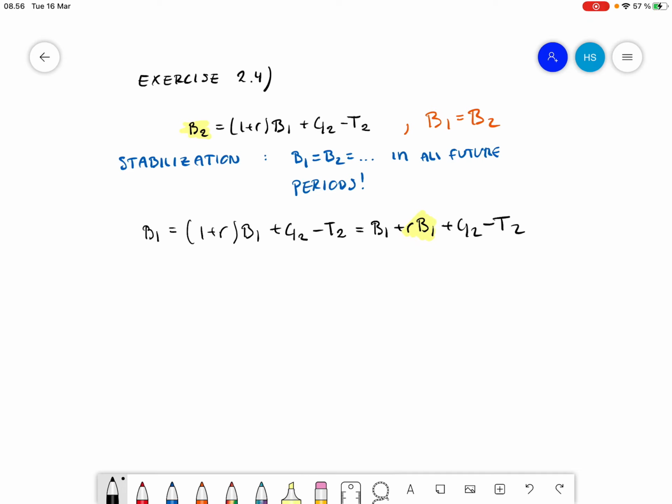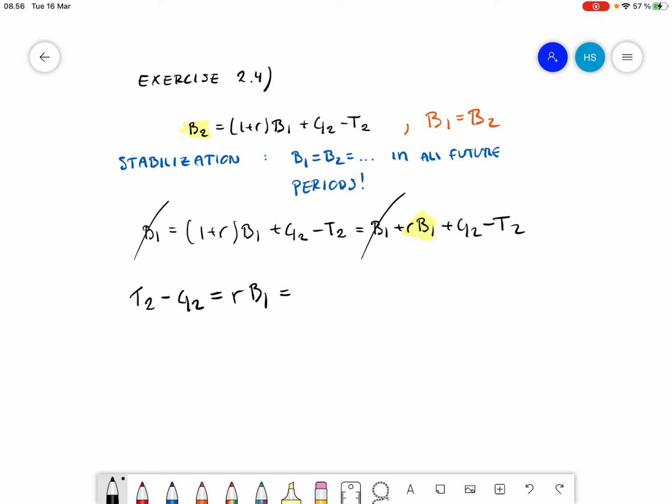And we see here that we have B1 both on the left hand side and on the right hand side, so these two cancel out. So simplifying the expression, we get taxes minus government spending should be equal to the interest payment on existing debt in period 1.